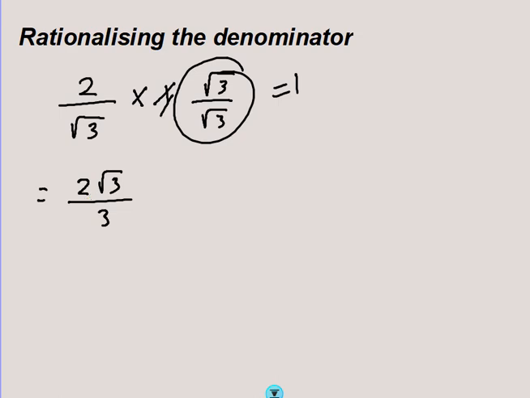And now you can compare the quantities. 2 divided by root 3 is numerically equal to 2 root 3 divided by 3. And if you want to do the calculation, you can multiply 2 times 1.73 and divide that by 3. And if you're not working with a calculator, then this form is easier to deal with.